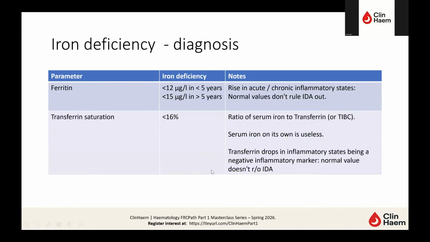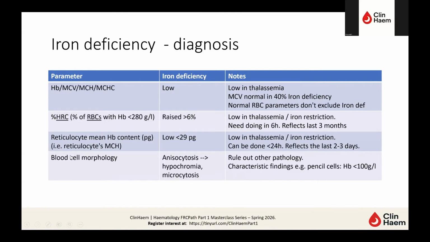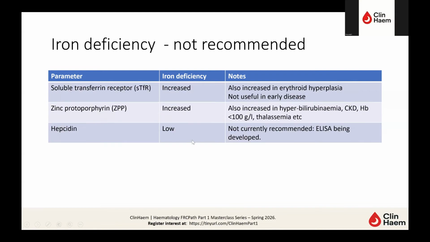So as you can see, iron deficiency is very important to diagnose, but there's not one test that's absolutely perfect. If ferritin is low, that definitely means iron deficiency. But if ferritin is high, in terms of acute or chronic inflammation, then you need to see other tests like transferrin saturation or reticulocyte mean hemoglobin content, and then make a comprehensive diagnosis. Any questions up till iron deficiency diagnosis?